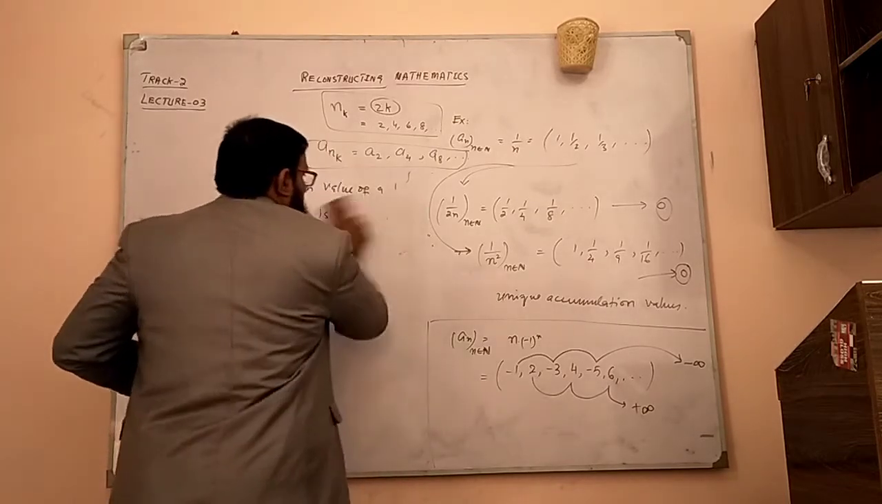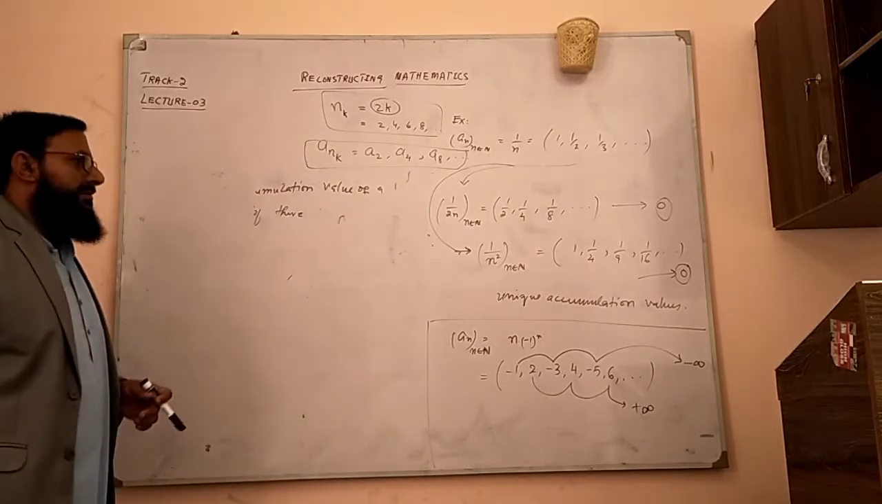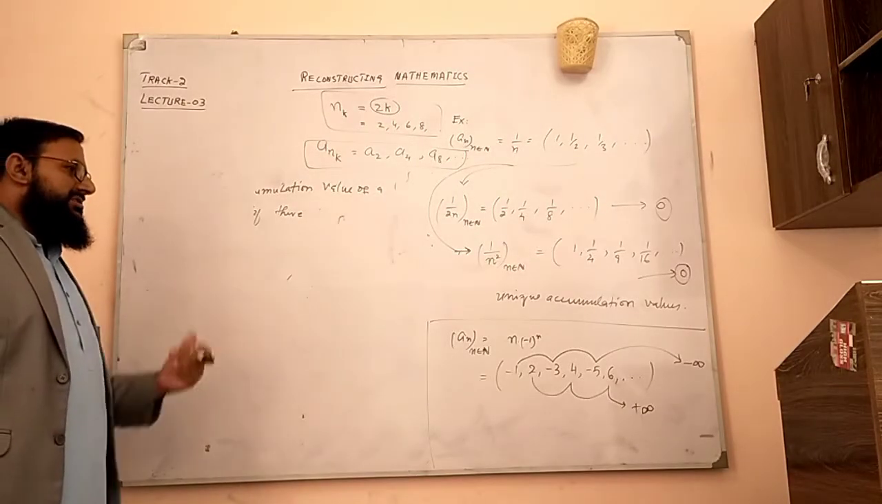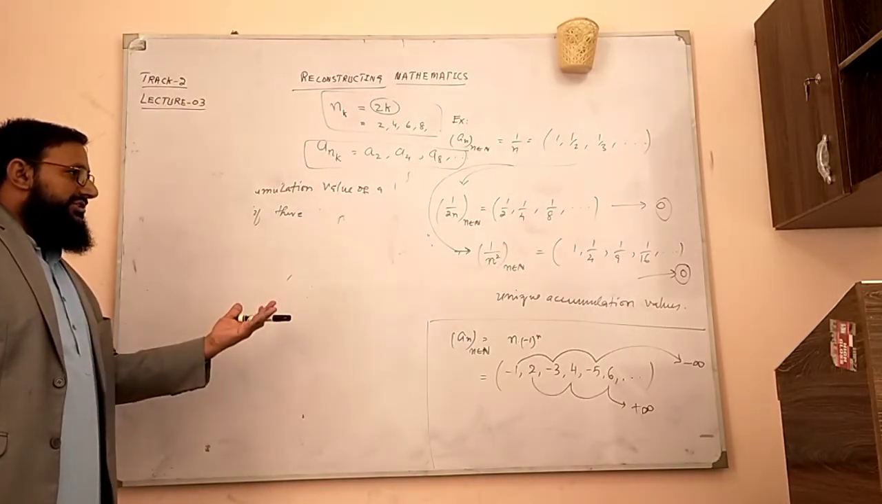The converse may not be true. If it is convergent, it has a unique accumulation value. If it has a unique accumulation value, it is convergent. It's true.